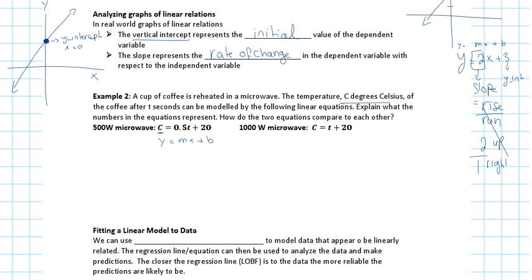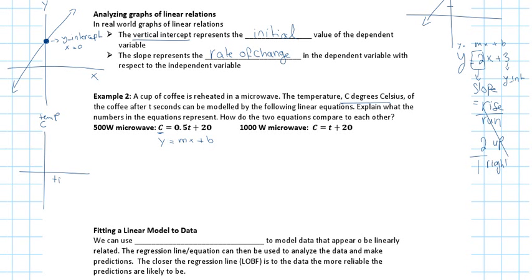The y-intercept. Okay, eyes on me for a second. C is replacing y, so that's the temperature. And T, which is time, is representing the x. Okay? Look at me for a second. My y-intercept is 20. So that's where my y-intercept is. That 20 represents what?